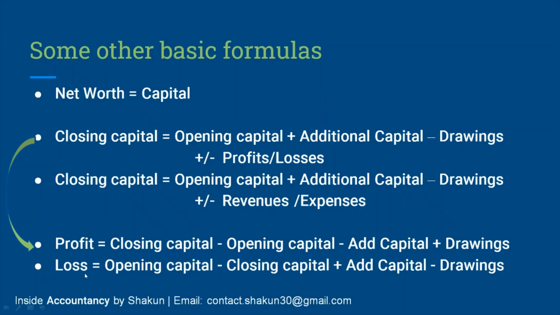In case of loss, since the loss already has a minus balance, so loss can be shifted on the left side of the equation, and closing capital can come to the other side. So basically I'm trying to explain that from this formula only you can calculate these profit and loss formulas. So loss will be equal to the opening capital minus closing capital, add additional capital and minus drawings. So these are the formulas for calculating profit or loss which we have derived from this formula only. So if you remember this basic formula, opening capital plus additional capital minus drawings plus profit minus losses, then you can easily calculate the profit or loss.